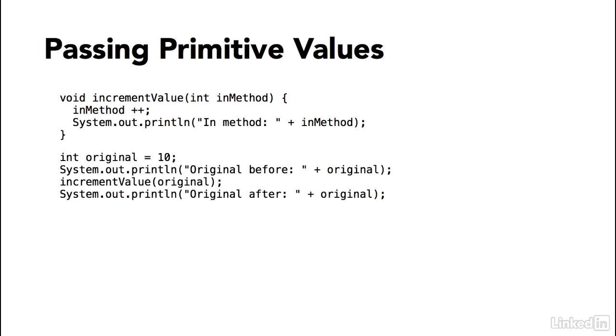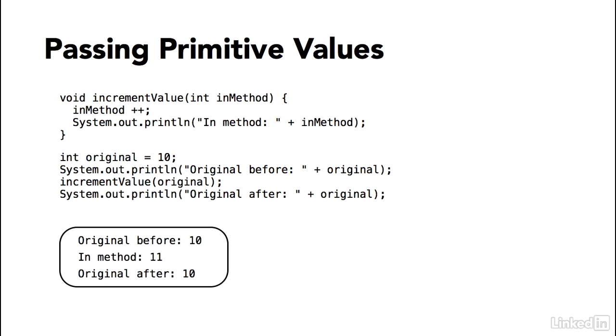In the calling code, I start with a variable named original with a value of 10, and I output that original value. Then I call my custom method and pass in the original value, and then I reprint the original value again. With primitive values, it's pretty straightforward. The original value is not affected. The change is made to the copy of the value inside the method, but the original value stays the same.